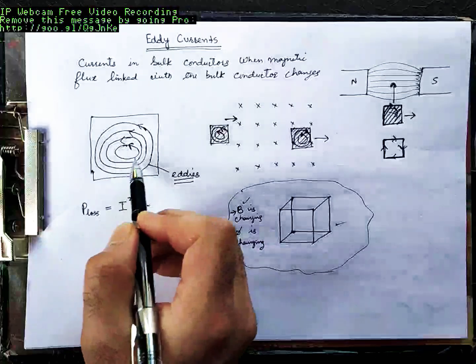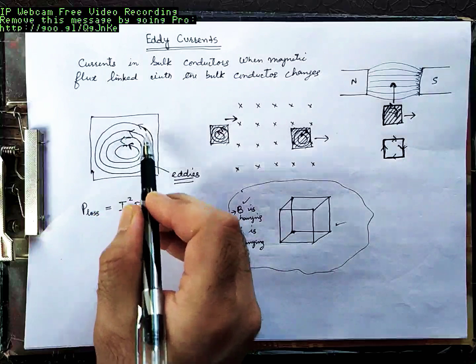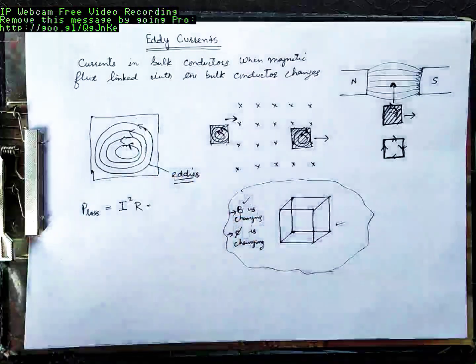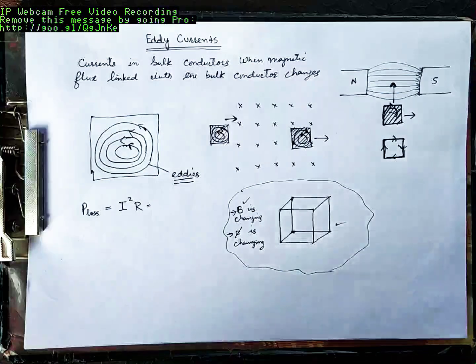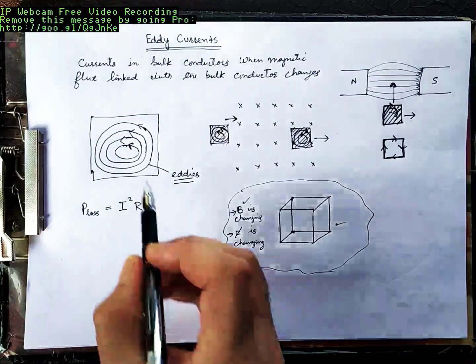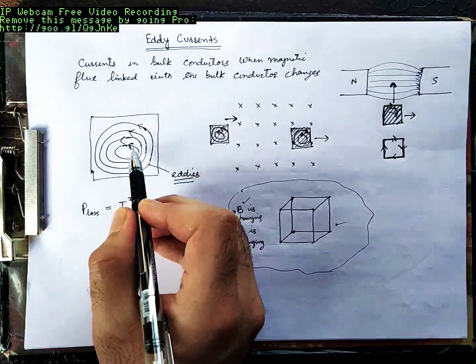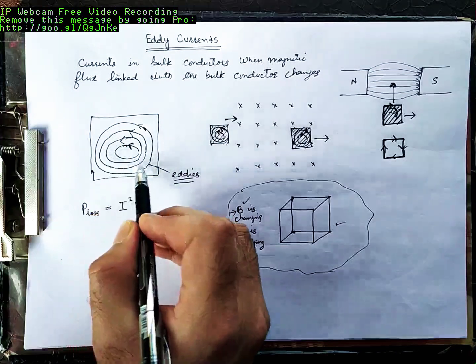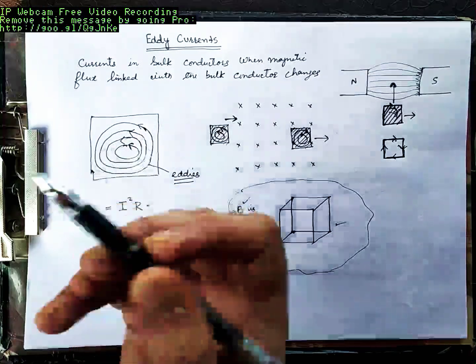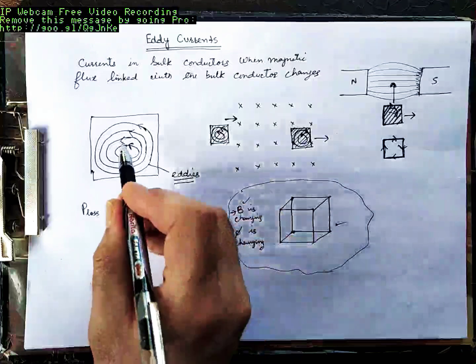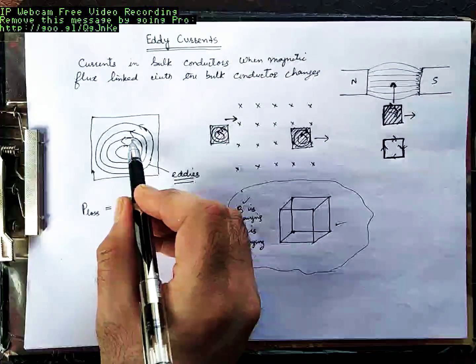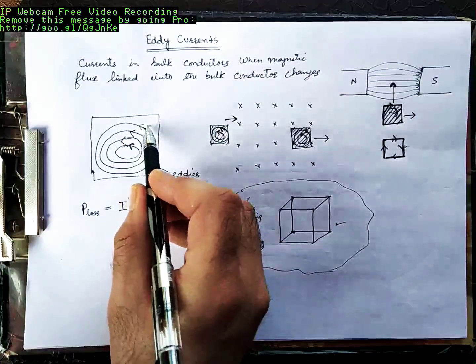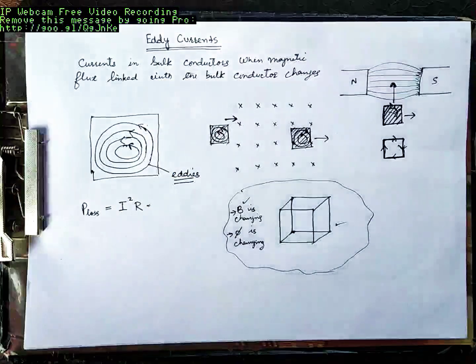Here you have current through this path, current through this path, current through this path, and all of the paths have resistances. So the power loss will be I square R. Suppose this is R1, I1 square R1; if the resistance is R2, I2 square R2; I3 square R3; I4 square R4.